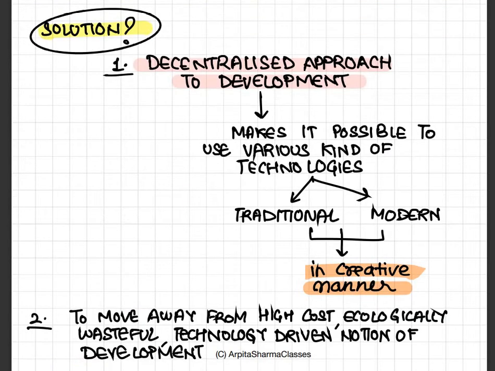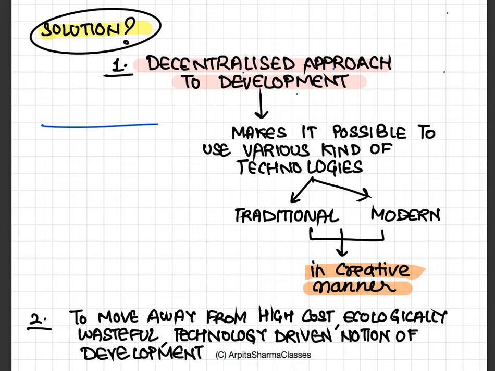So what can be the final solution to all these problems? The first solution is a decentralized approach to development, not a top-down approach. A decentralized approach, a horizontal approach you can say, which makes it possible to use various kinds of technologies, whether traditional technology or modern technology, in a creative manner so that all the people at all levels can be included in the decision making process.